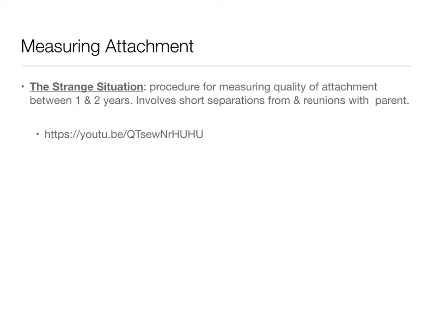And how we measure this is called the strange situation. And it's just that. It's a strange situation. So what happens is infants come to a lab, and it's a place that they've never been before, and there's toys that they've never seen before, and it's a series of separations and reunions from the parent.